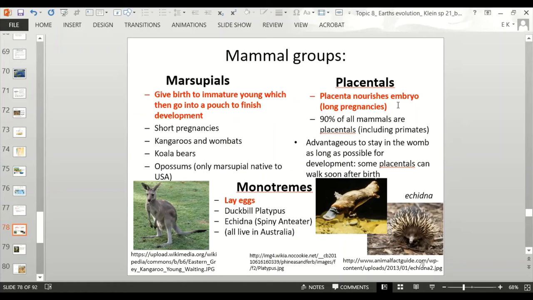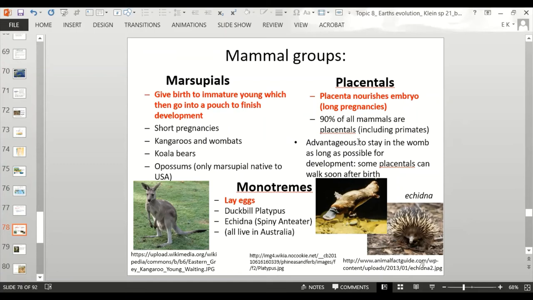So placentals have long pregnancies. So the baby is not as immature as in a marsupial when it's born. 90% of all mammals are placentals, including primates. We are primates. So it's actually advantageous for the embryo to stay inside the womb as long as possible for development. And some placental mammals can actually walk soon after birth. So this is advantageous for placentals to have come into existence.